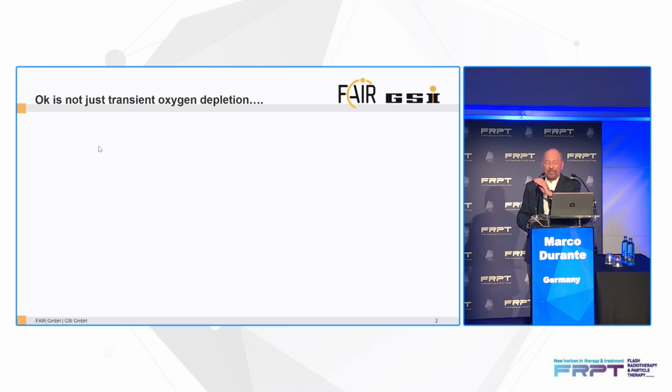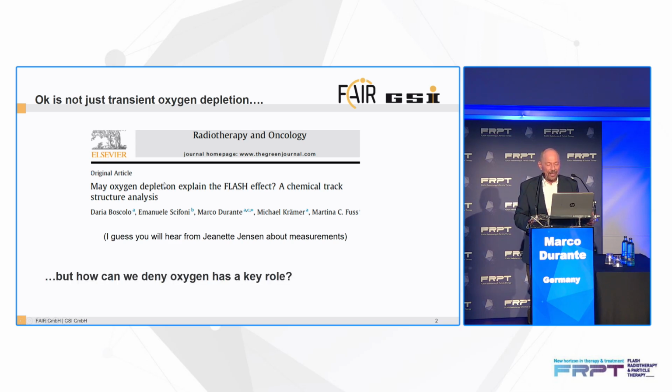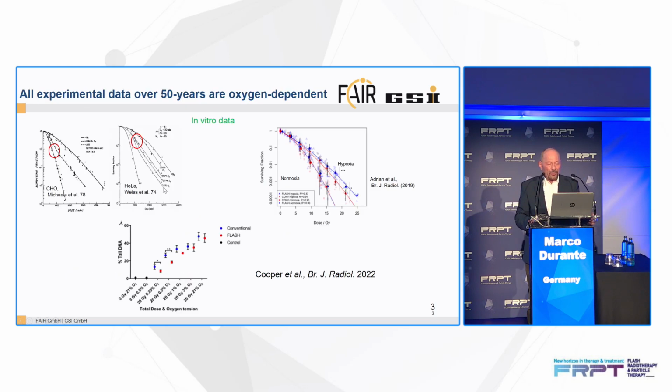Okay, before my opponents say that, I'm not claiming that necessarily flash is due to oxygen depletion. I cannot even do it because I have a paper with Emanuele that seems to show that oxygen depletion is not sufficient to explain the flash effect. And I think Jeannette Jansen will show some experimental data in this same direction. So before she goes, I want to say it myself. But how can we deny that oxygen has a key role? I think already Bethany gave a lot of arguments.